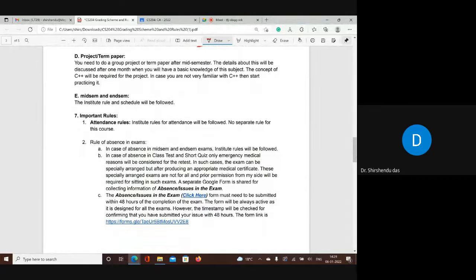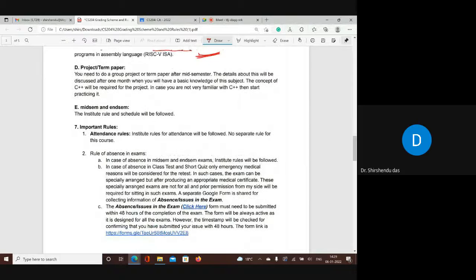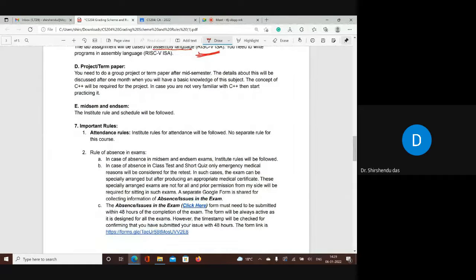And then project and term paper. As I have already mentioned, after midsem, in the post midsem part, there will be 10 marks for project and term paper, but I'll not explain it here in more detail. I'll explain it after 1 month, because within this 1 month you will have some basic knowledge about this course. If I discuss it now, most of you will not understand what I am saying. It will be a group project, with a minimum of 4 to 5 members per group. What exactly you need to do, I'll explain after 1 month.